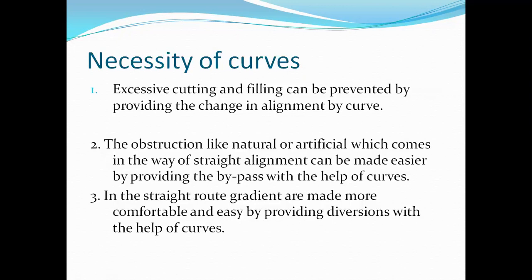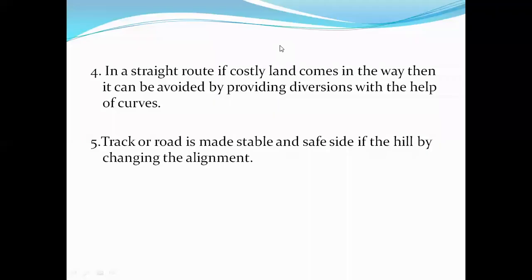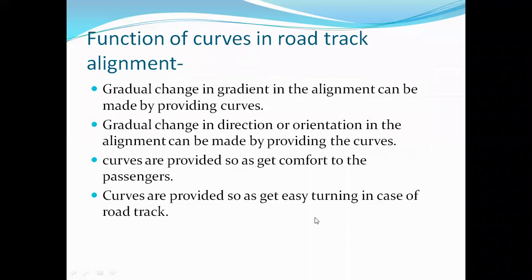In a straight route, gradients are made more comfortable and easy by providing diversion with the help of curves. Then the fourth necessity is that in a straight route, if costly land comes in the way, then it can be avoided by providing diversion with the help of curves. Then the fifth necessity of curve is that track or road is made stable and safe on the side of the hill by changing the alignment.